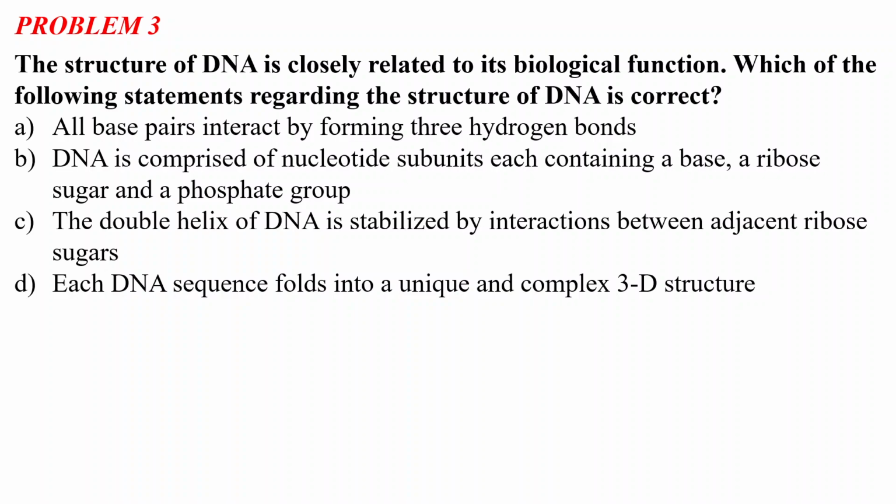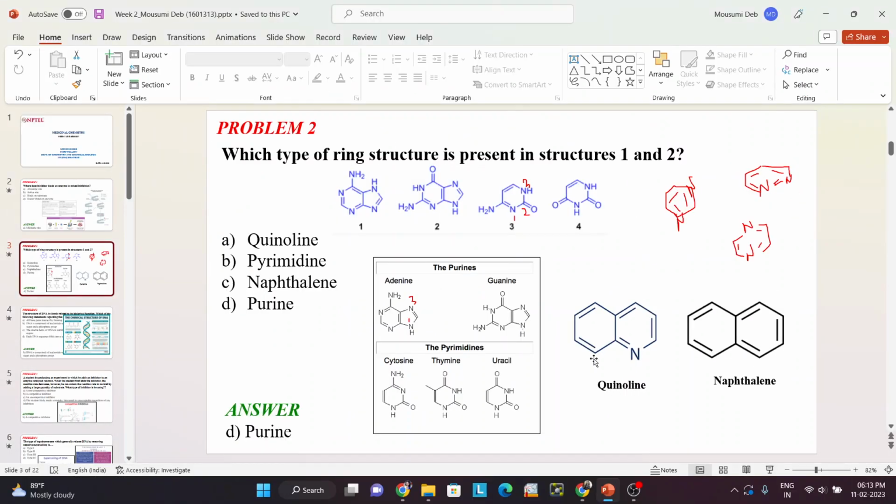The structure of DNA is closely related to its biological function. Which of the following statements regarding the structure of DNA is correct? Number A, all base pairs interact by forming 3 hydrogen bonds. Number B, DNA is comprised of nucleotide subunits each containing a base and a ribose sugar and phosphate group. Number C, the double helix of DNA is stabilized by interactions between the adjacent ribose sugars. And number D, each DNA sequence folds into a unique complex 3D structure. So, you have to identify the correct statement about DNA.